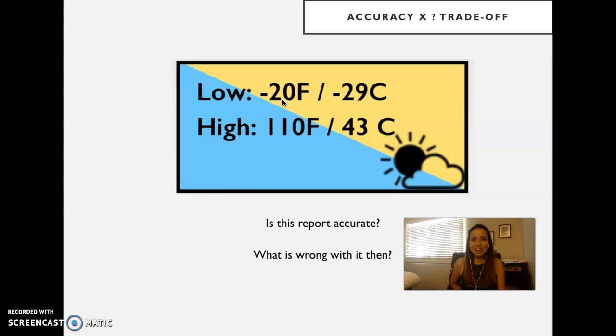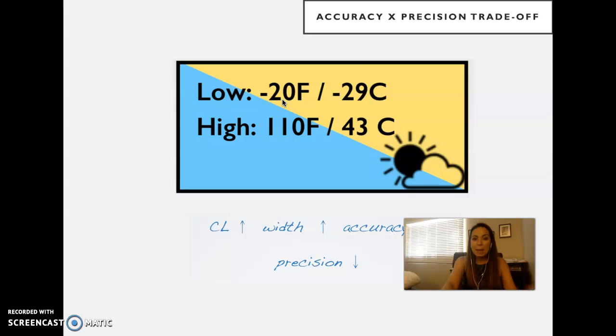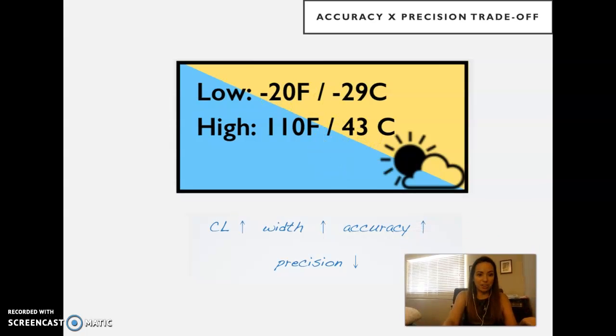Very, very high, right? The likelihood that the temperature will be somewhere between -20 Fahrenheit and 110 Fahrenheit is very, very high. However, what are we losing? We're losing what we call precision, right? Because we have no idea even what clothes to wear if the weather can go from -20 to 110. So every time I gain in accuracy, I lose in precision. So it is important to get a good trade-off between the two, and 95% confidence intervals typically give you that trade-off if you have a large enough sample such that your standard error is not that big.